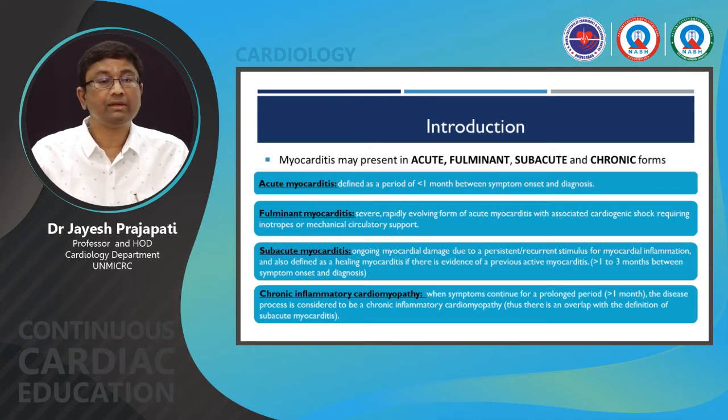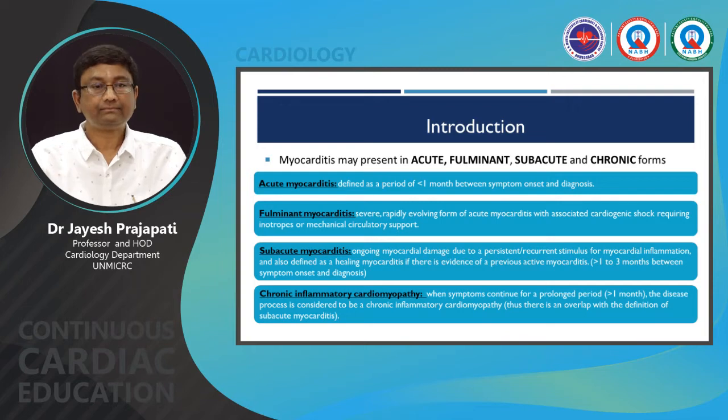I'm going to introduce myocarditis in its various forms. Myocarditis may present in acute, fulminant, subacute and chronic forms. Acute myocarditis is defined as a period of less than 1 month between symptom onset and diagnosis. Fulminant myocarditis is a very severe, rapidly evolving form of acute myocarditis with associated cardiogenic shock requiring inotropes or sometimes mechanical cardiac support. Subacute myocarditis is ongoing myocardial damage due to a persistent or recurrent stimulus for myocardial inflammation, also defined as healing myocarditis if there is evidence of previous active myocarditis, with a duration of more than 1 to 3 months between symptom onset and diagnosis.